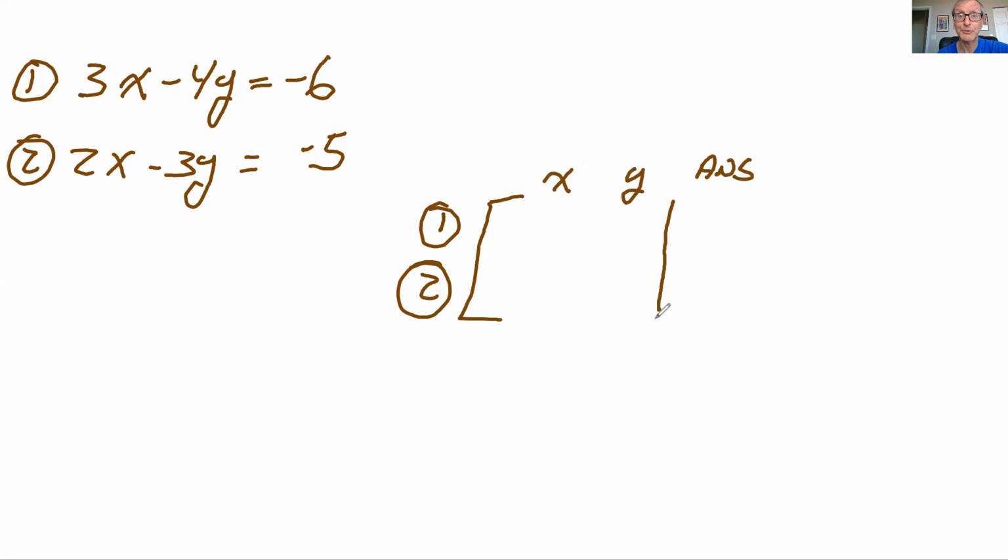So what we do is we put the coefficients in here. So this would be 3, minus 4, minus 6. I forgot my other bracket over here. And then this would be 2, minus 3, minus 5. First column x, second column y, third column is the answer column. You could think about this as the equal sign.